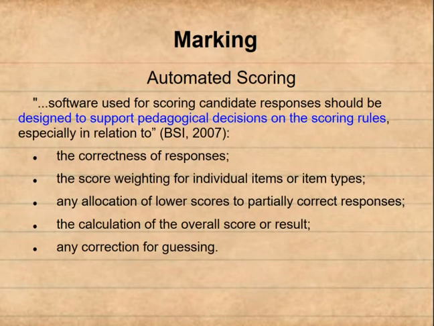Automatic scoring is one of the primary benefits of instituting an e-examination system. This does not mean that we can leave all scoring decisions to the machine. Time saved from not using human markers must be invested in the design of the scoring rules and methods before the examination. The ISO/IEC 23988 International Standard on E-Assessment states that software used for scoring candidate responses should be designed to support pedagogical decisions on the scoring rules, especially in relation to the following.